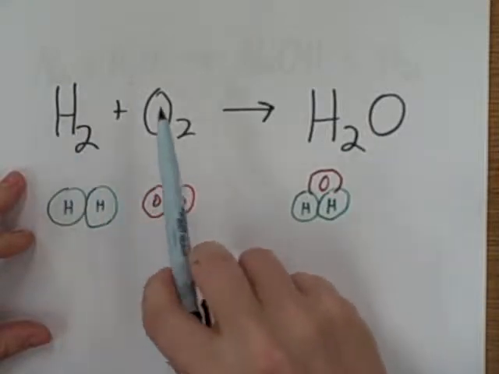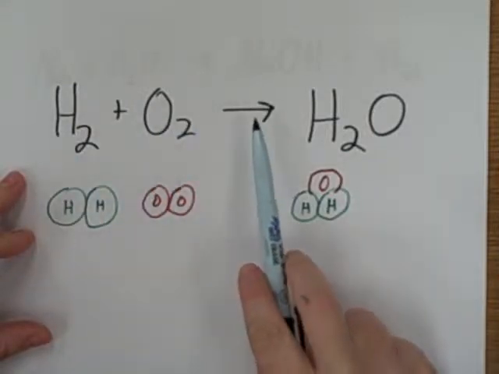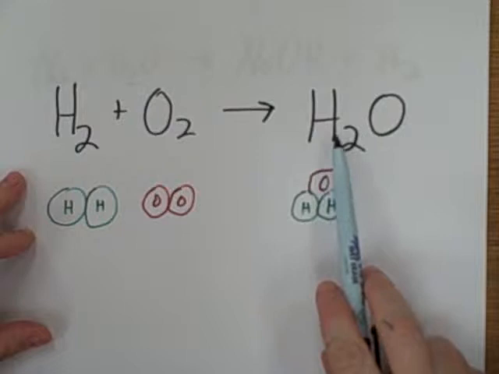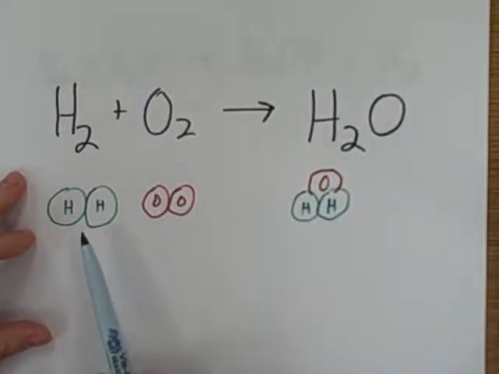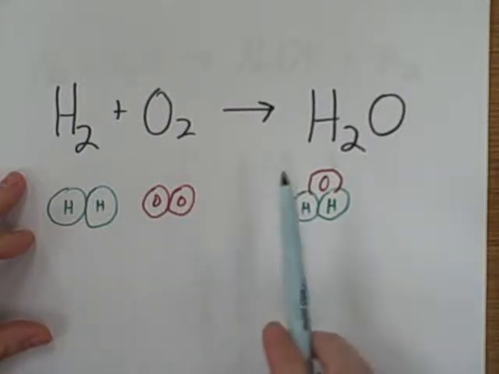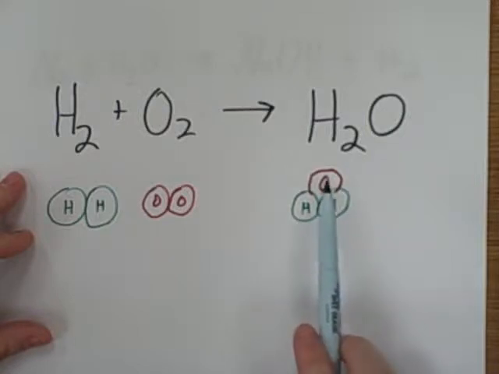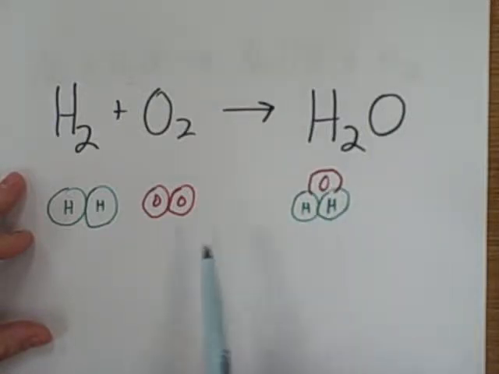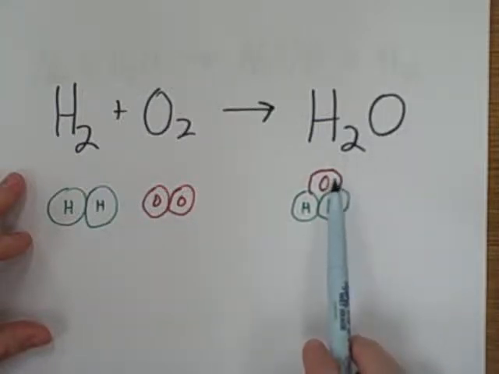H2, which is hydrogen gas, plus O2, which is oxygen gas, yields H2O, which is water. If you look down here, you see that H2 is 2 hydrogen atoms, O2 is 2 oxygen atoms, H2O is 2 hydrogen atoms and 1 oxygen atom. So we have 2 hydrogens before the reaction and 2 hydrogens after the reaction. But before the reaction we had 2 oxygens, and after the reaction we only had 1 oxygen.